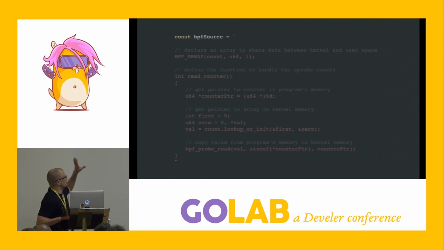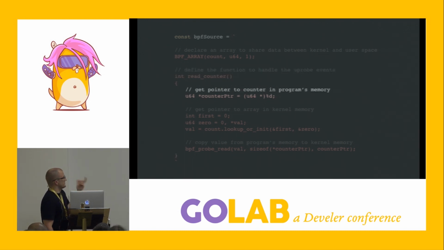You just have a string in your Go program, and this will contain all the C source code. I'll just go through this really fast. At a high level, we declare a global value here, an array of one single uint64, and that's where we're going to store our counter value. We then declare a function that's going to handle the events, the uprobe events.